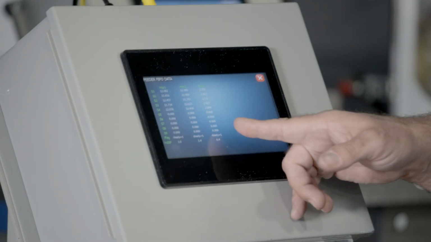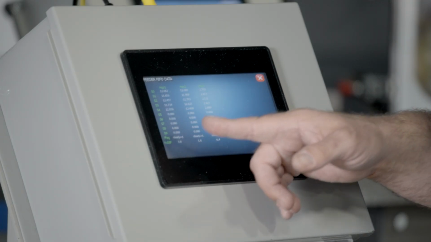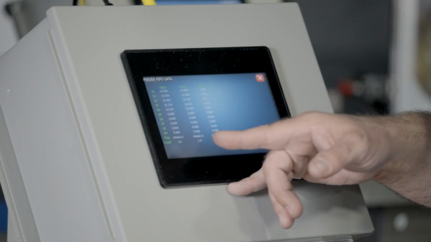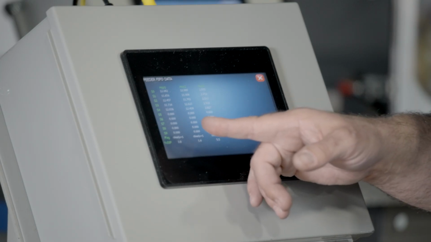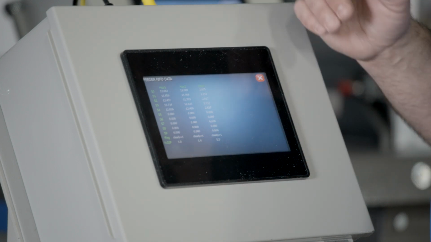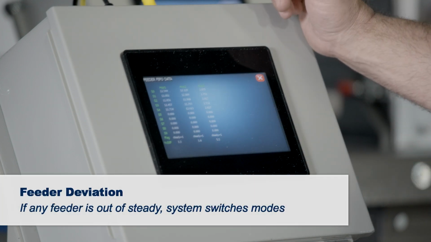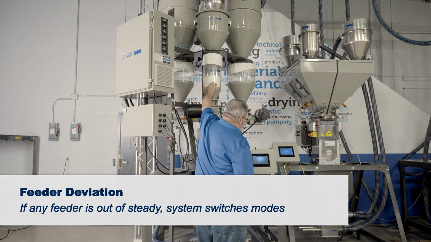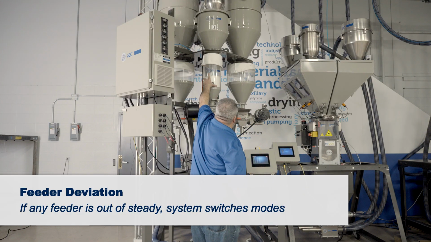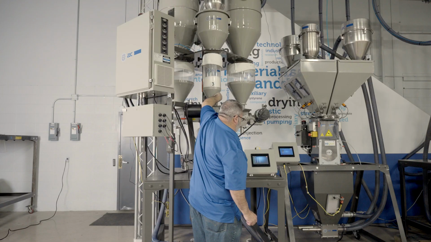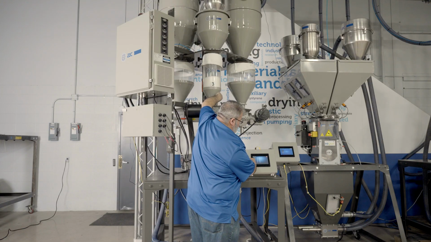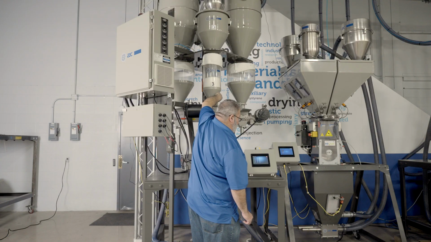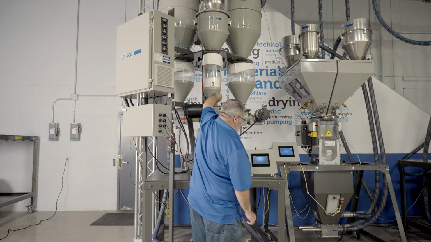So if any one of the feeders is out of steady, it will cause the whole system to go out of steady, and it'll go back to a fixed rate mode until that hopper comes back into steady. One of the reasons we do this is if somebody leans against the hopper or shakes it, it's not going to affect the throughput unless the whole entire sample's bad. So you can see I'm sitting here moving on the weigh hopper and it's not changing the speed at all.